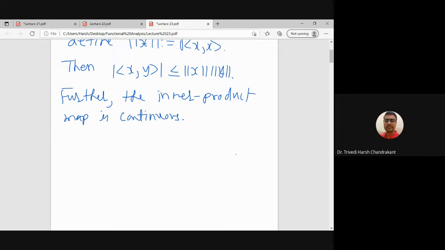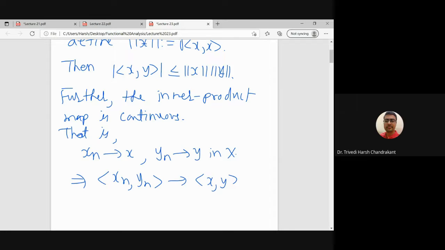You know that inner product is a map from x cross x to k. So to prove inner product is continuous, we need to show that whenever xn converges to x, yn converges to y in x, it implies that inner product of xn with yn converges to inner product x with y. So this property is basically the map inner product is continuous function.